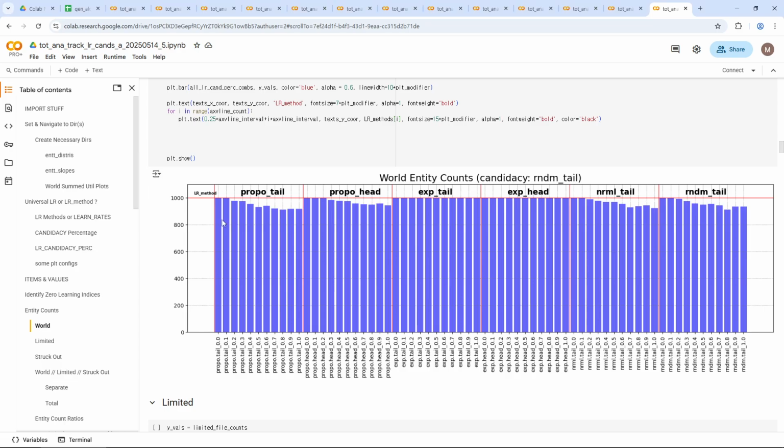Yeah, let me just check. Where is it? Yeah. Sign rates proportional.